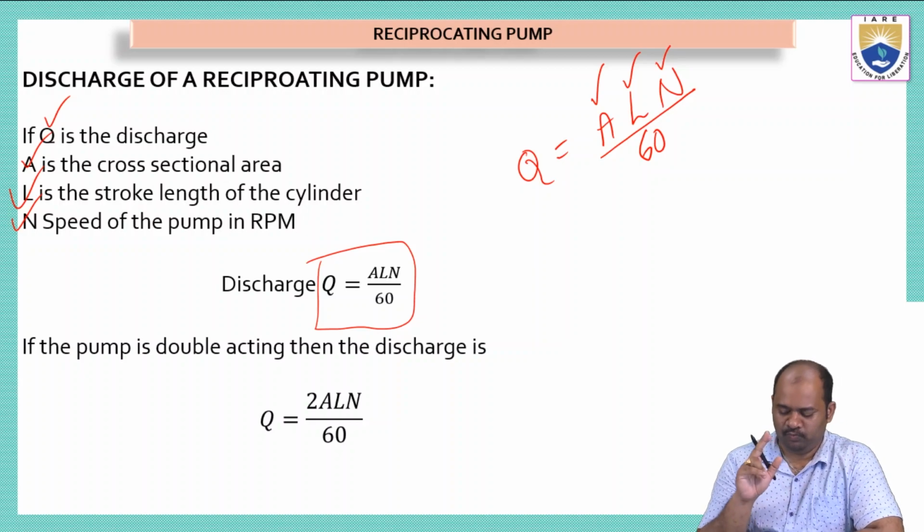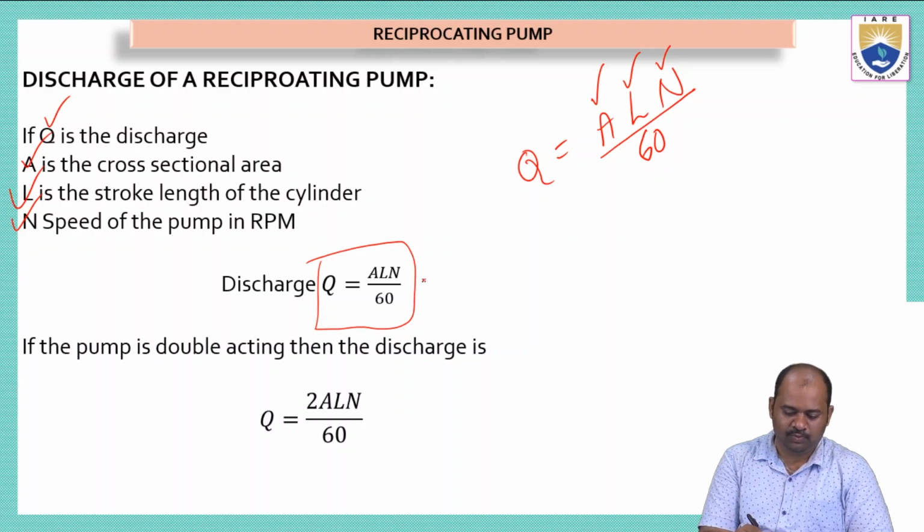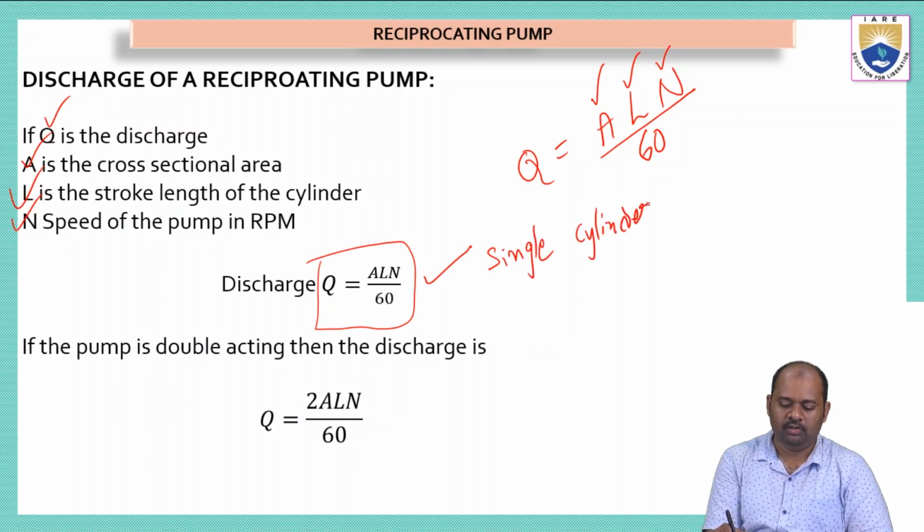Now, we have seen in the classification, this is for a single cylinder. This is the formula for a single cylinder, single acting reciprocating pump.